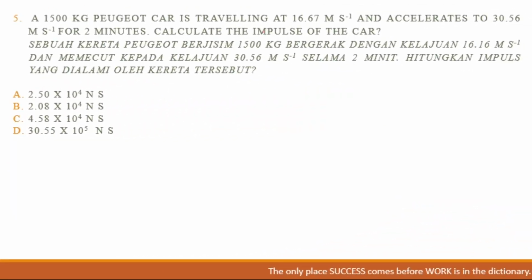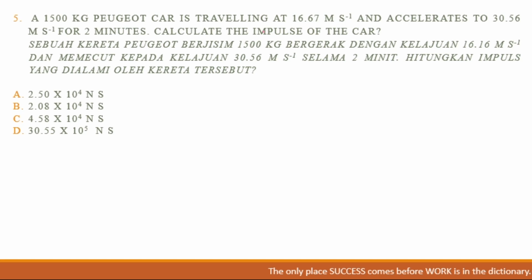Now, let's discuss question number 5. A 1500 kilogram Peugeot car is traveling at 16.67 meter per second and accelerates to 30.56 meter per second for 2 minutes. Calculate the impulse of the car.